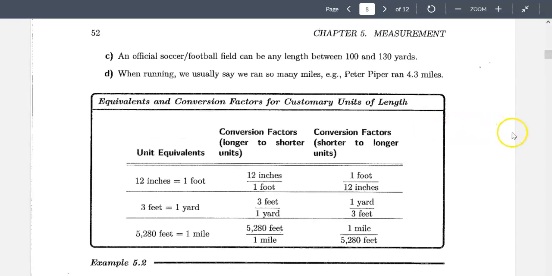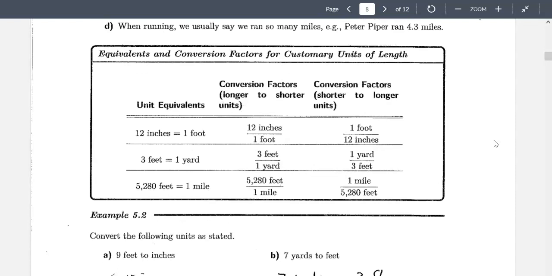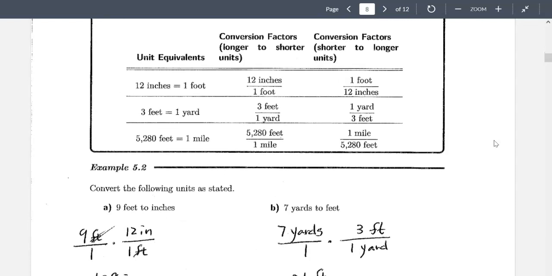Here are some frequent conversions that we know: 12 inches equal 1 foot, 3 feet is 1 yard, and, not so common, not everybody knows this, 5,280 feet equal 1 mile. All right, so we need to learn how to convert between these units.